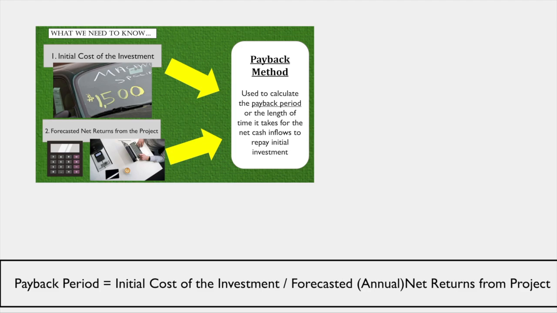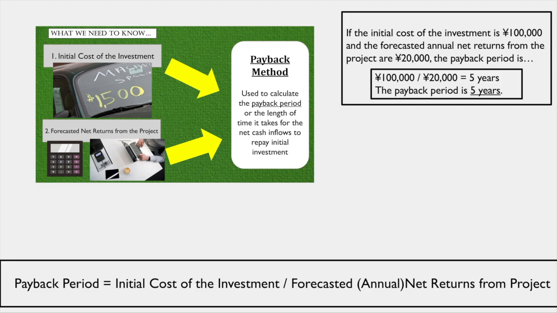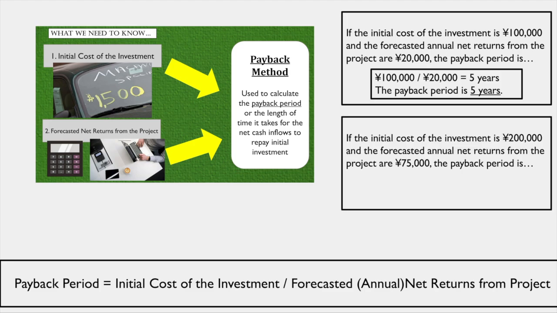So let's look at an example. If an investment requires 100,000 yen of startup and it expects to repay 20,000 yen every year, naturally we can determine the payback period is going to be 5 years. It will take 5 years for you to get your 100,000 yen back. Another example, 200,000 yen, and it returns 75,000 yen each year. Well, we can do some quick math and determine, it's a little more complicated, but it's going to be about 2 years and 8 months.